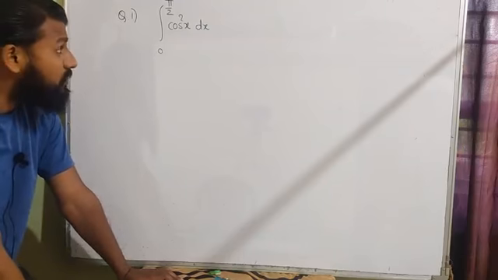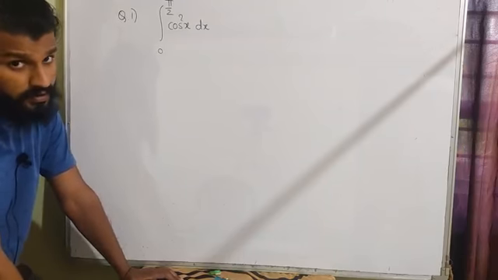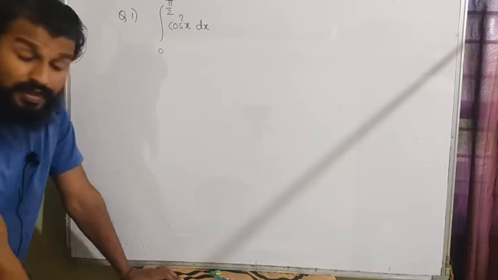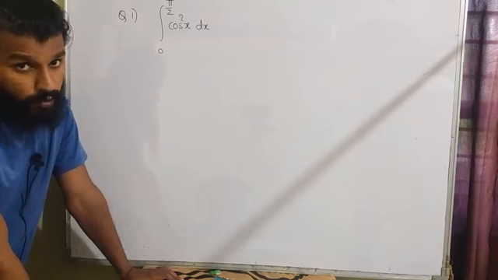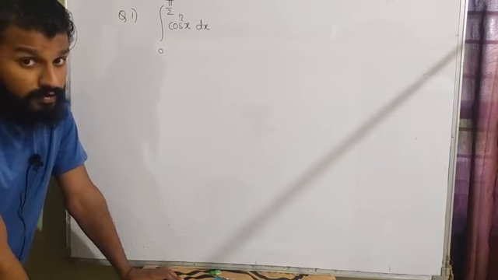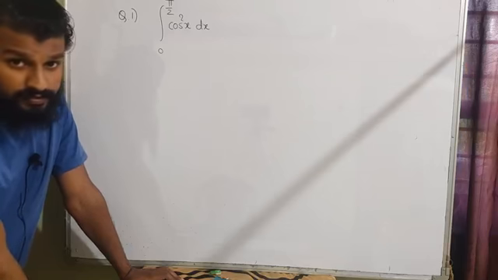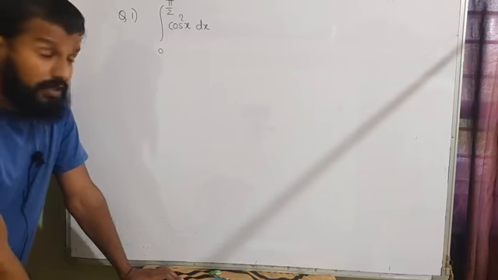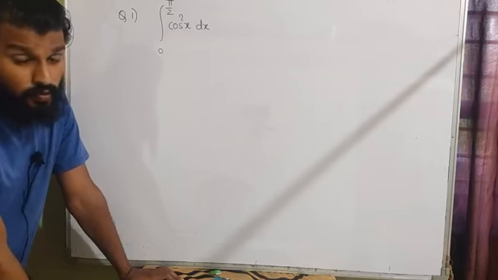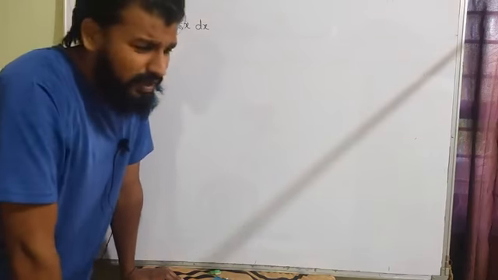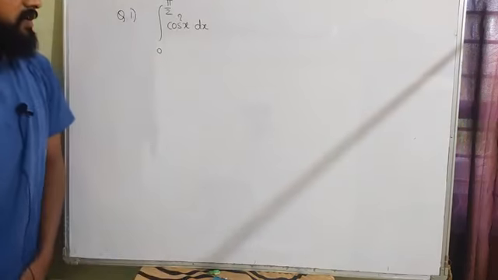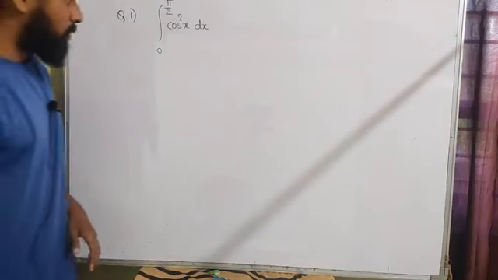It says integral from 0 to pi by 2 of cos square x dx. This question can be solved even without the help of properties, and we have solved such questions in the initial videos, I think. We can use the cos square x formula, that is (1 plus cos 2x) divided by 2. But instead of the actual method, we will go with the properties.